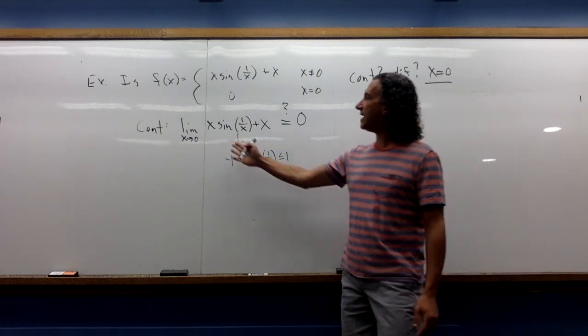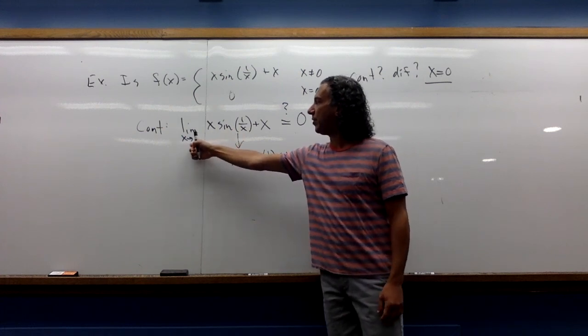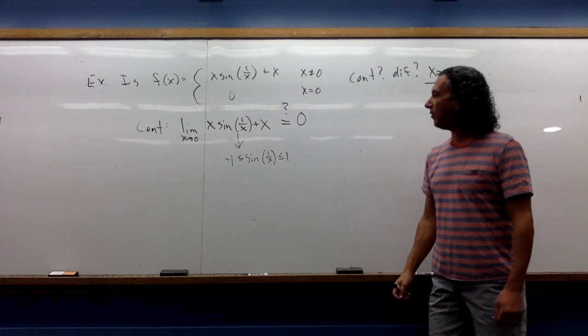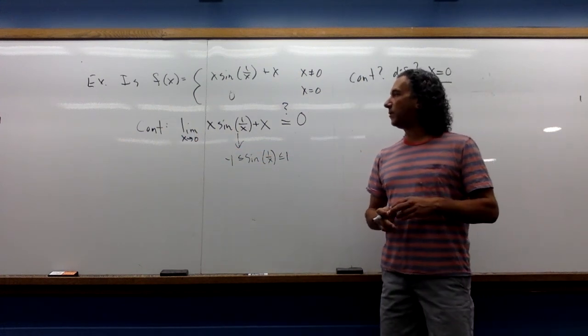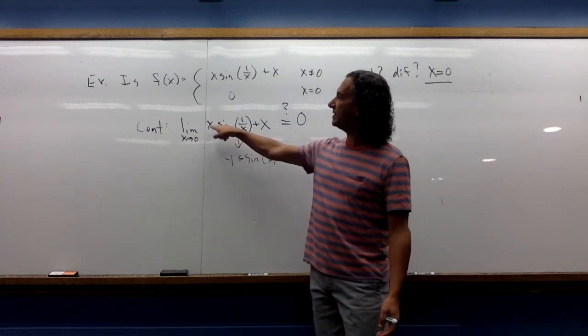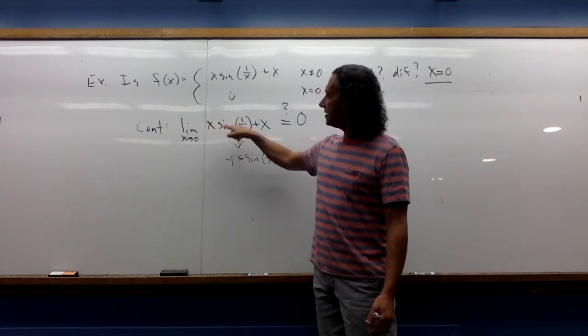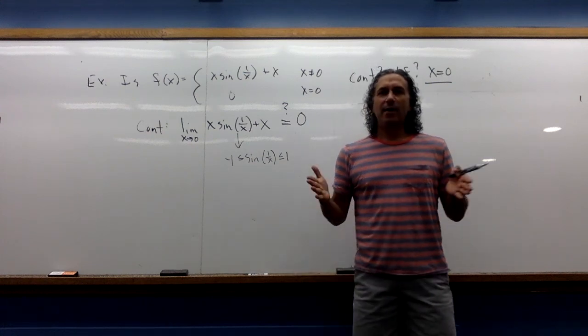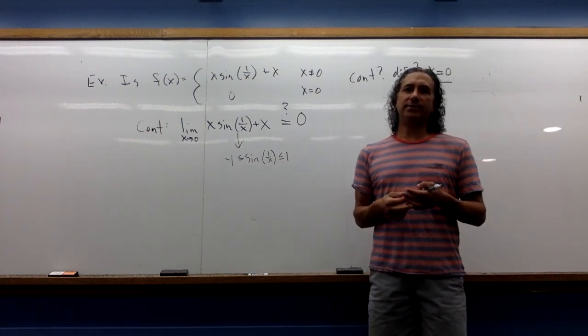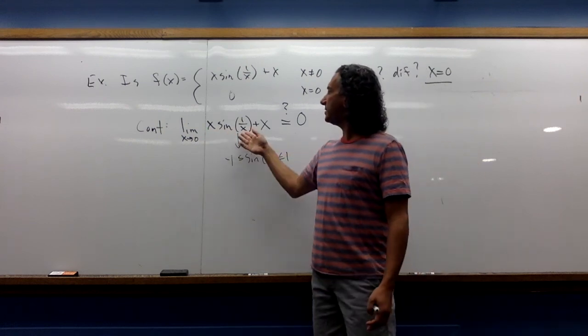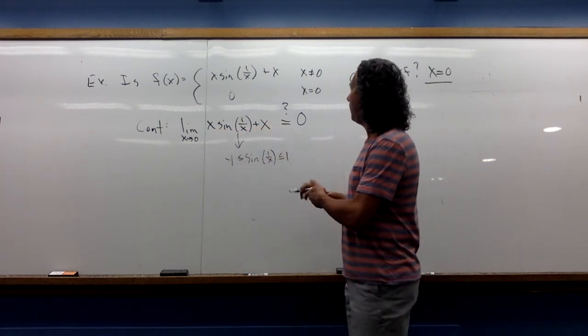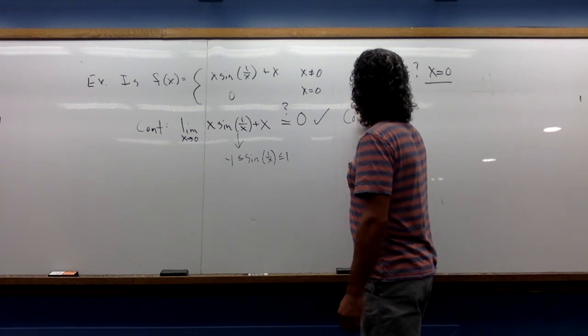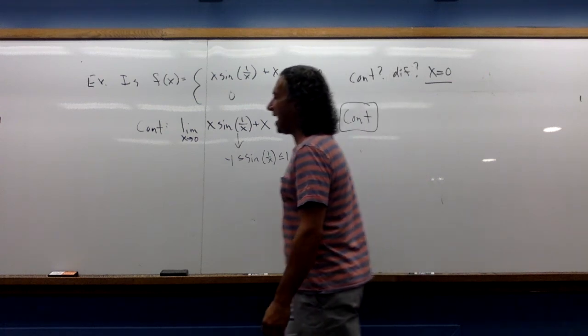Any number you put into the sine function, as long as we're not dividing by 0, which we're not because x is approaching 0, is going to be bound between -1 and 1. So I'm multiplying something that's getting closer to 0 times something that's between here. And if you think about it, that product will get closer and closer to 0. Getting closer and closer to 0 plus getting closer and closer to 0. Yes, it is. So unfortunately, it's continuous at 0.